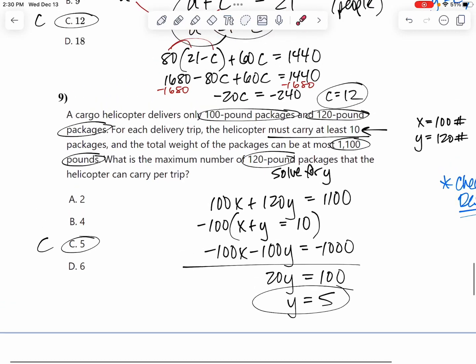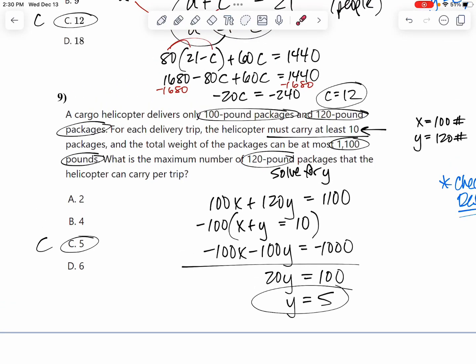All right, last one, you guys. I've got 100-pound packages and 120-pound packages. I'm defining X and Y right here. X is going to be the 100-pounders and Y is going to be the 120-pounders. And it says each helicopter must carry at least 10 packages. Okay, great. So number of 100-pounders, I don't know how many there are, and number of 120-pounders, I don't know how many there are, has to equal 10 total.